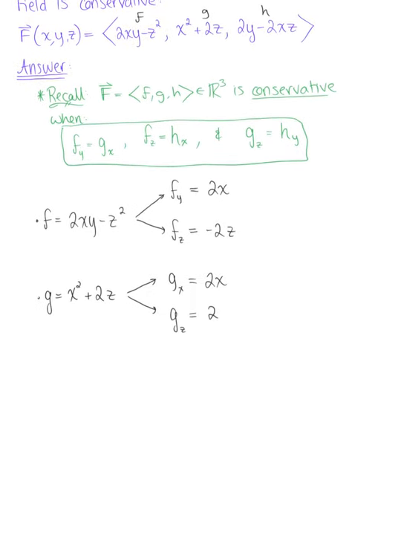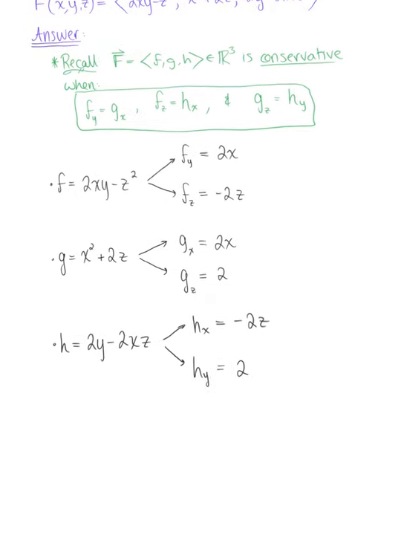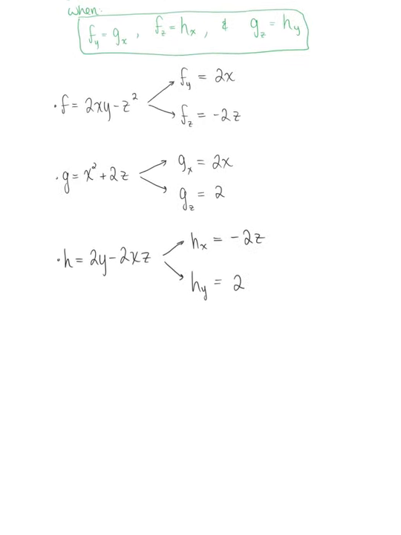And last but not least, we have our h component, which is defined as 2y minus 2xz. And so here we need to find the partial derivative of h with respect to x and the partial derivative of h with respect to y. So the partial derivative of h with respect to x is going to leave us with a minus 2z, and the partial derivative of h with respect to y leaves us with 2. And so we're ready to check to see if this vector field is conservative.